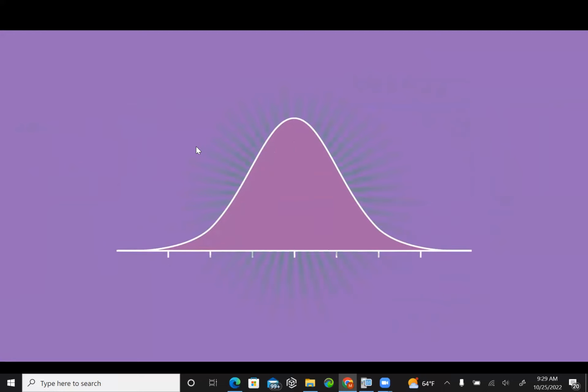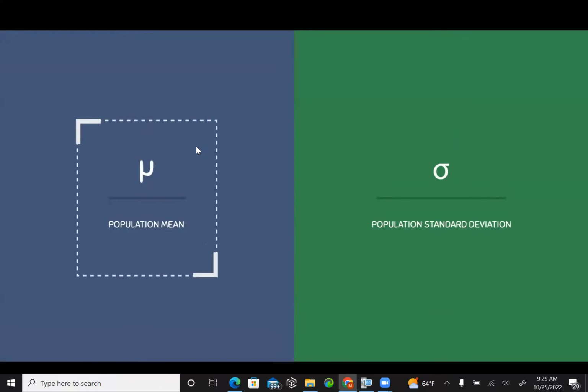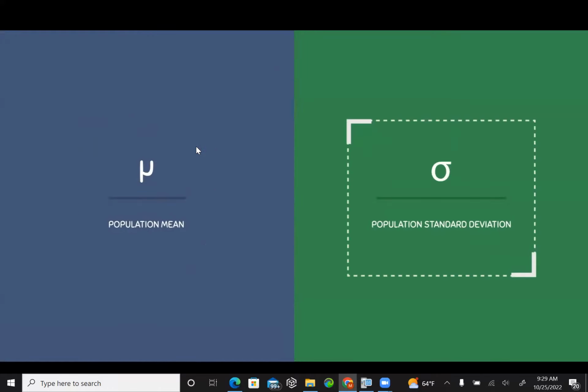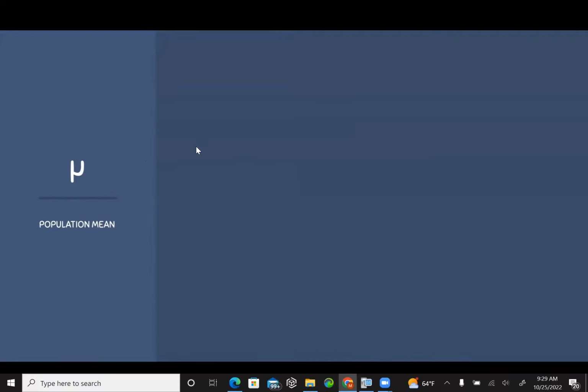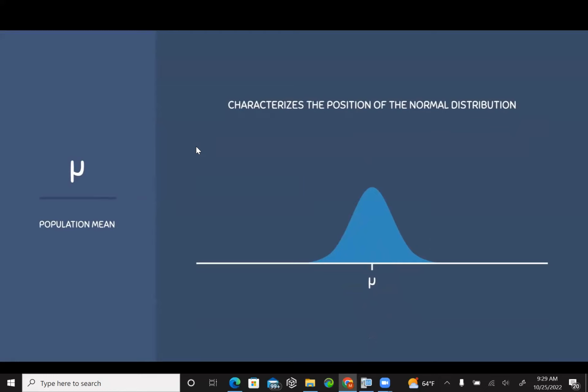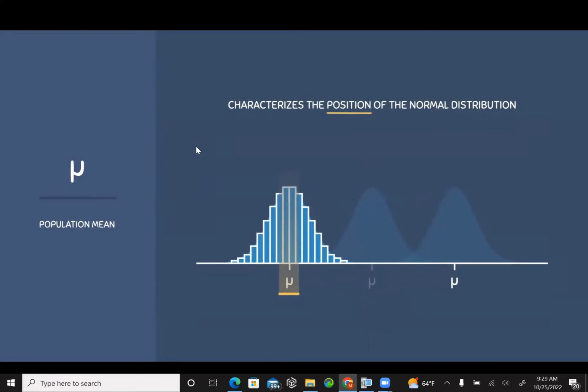Now that you know what a normal distribution looks like, we need to talk about the population mean mu and the population standard deviation sigma. Both of these tell us important information about how the normal distribution looks. We'll talk about the population mean mu first. The population mean mu characterizes the position of the normal distribution. If you increase the mean, the curve will follow and move towards the right. And if you decrease the mean, the curve will still follow and move towards the left. This happens because the data will always cluster around the mean in normally distributed populations. As a result, the value of the mean determines the position of the normal distribution.